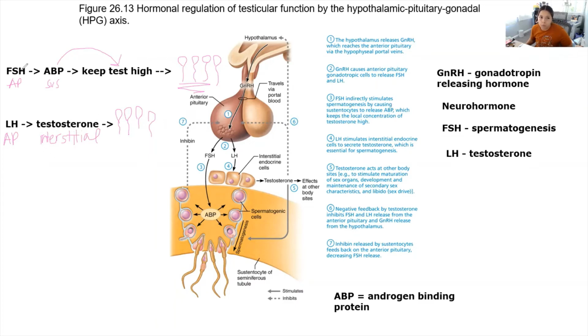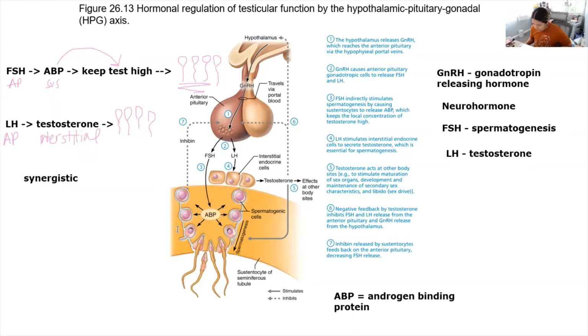So again, you should know both of these things, that FSH leads to the release of ABP by cystinocytes, which keeps testosterone levels high, which promotes spermatogenesis. Luteinizing hormone is released by the anterior pituitary, which triggers the secretion of testosterone by interstitial cells, which also promotes spermatogenesis. So these two hormones, FSH and LH, have a synergistic relationship. They both work together in order to keep sperm production high.